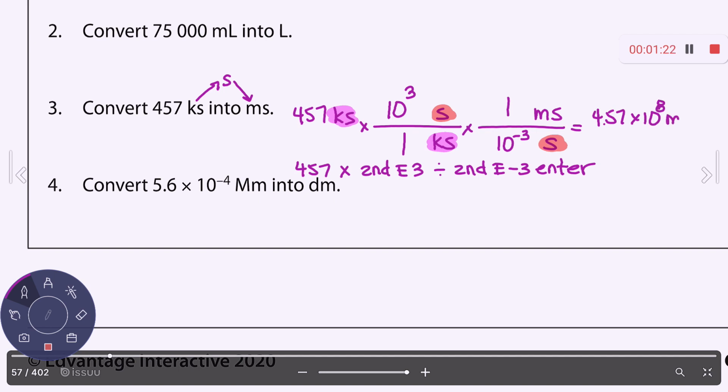So I'm putting this in standard scientific notation because this is a really large number. Okay, and then remember that all of these have infinite sig figs because these are all exact. So that means the three sig figs that I have here in 457 matches the three sig figs I have over here in my final result. Okay, you set up number four. Let's see what you guys come up with.